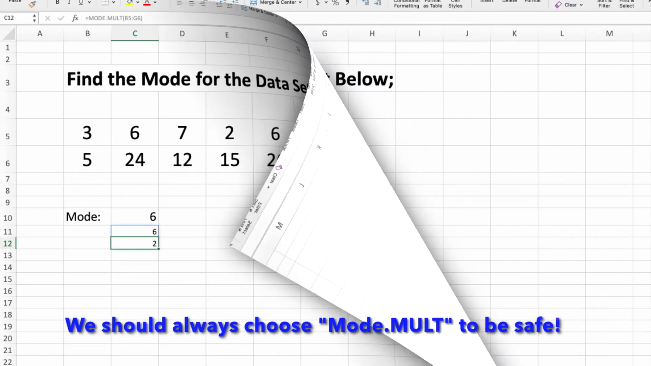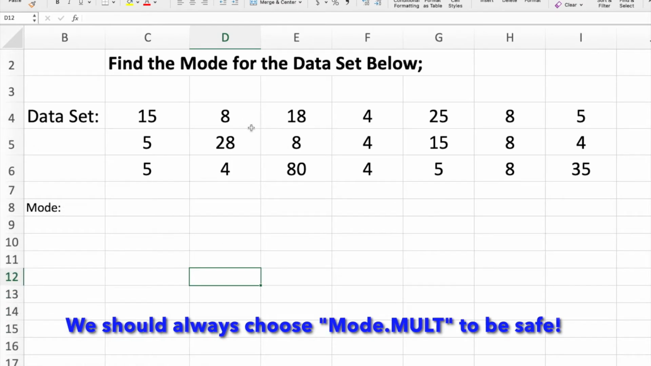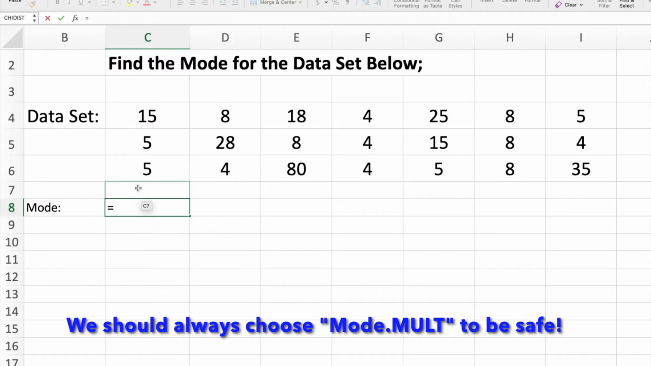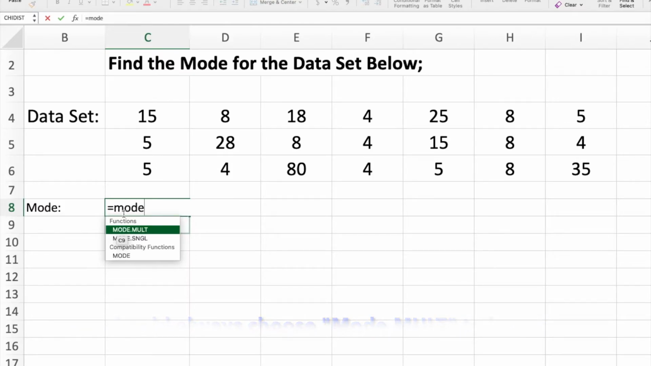So let's take a look at another example down here. This is the example, and I'm going to look for the mode here, and see how many different modes I have. MOD, mode, multi-mode. We should always use multi-mode. This one down here, multi. Again, I'm going to show you which one to use. So press the equal sign, MODE. There is a bunch of them actually.